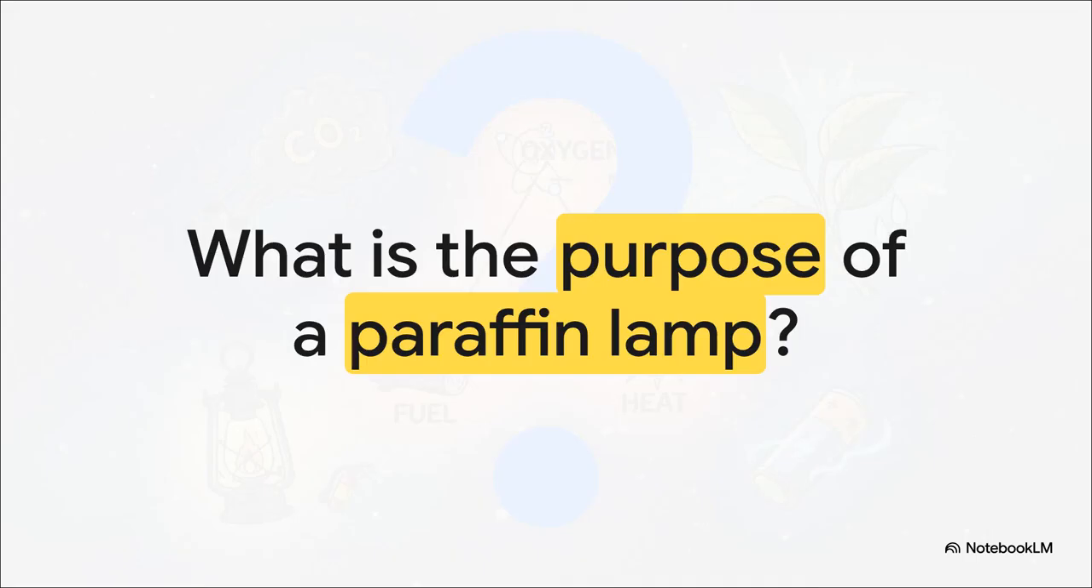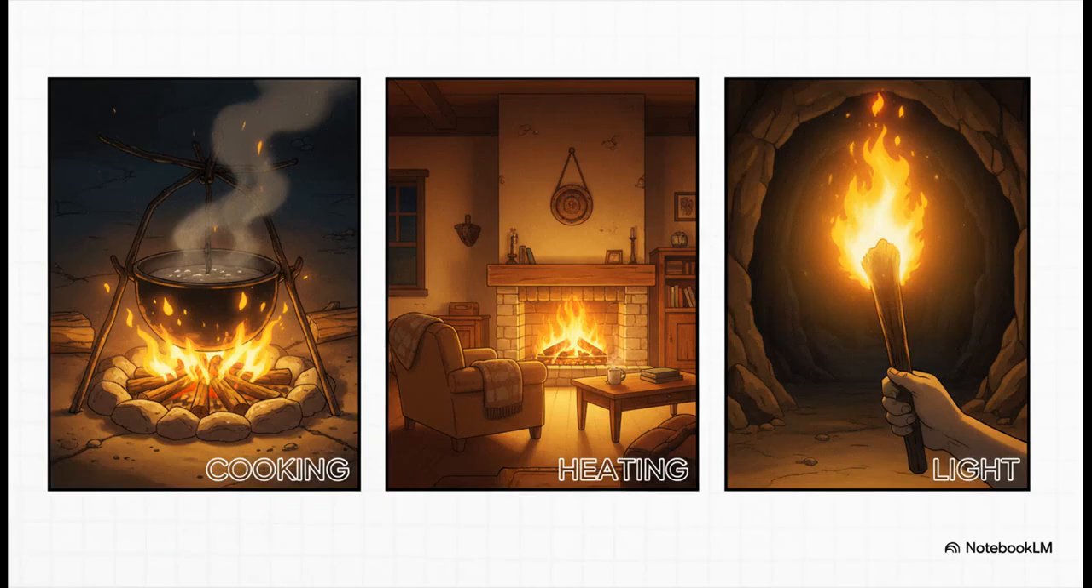So, we've talked a lot about the science of fire, but why is it so useful to us? Let's think about a paraffin lamp. What's its purpose? Why do people, especially in informal settlements, use them? And it's used for three really important things: cooking, heating, and light. It's an energy source that helps people cook their meals, stay warm, and see when it gets dark.